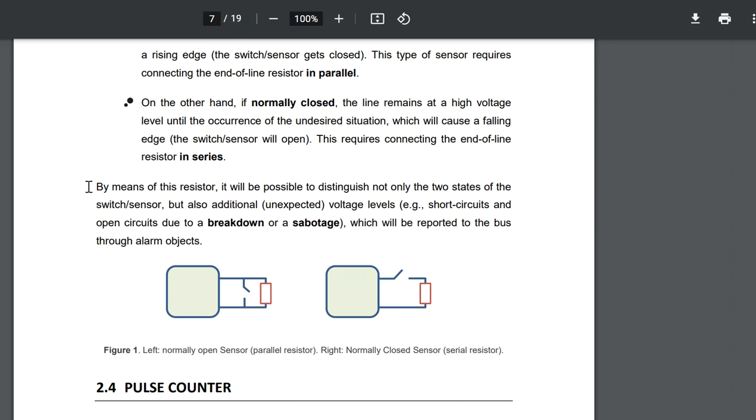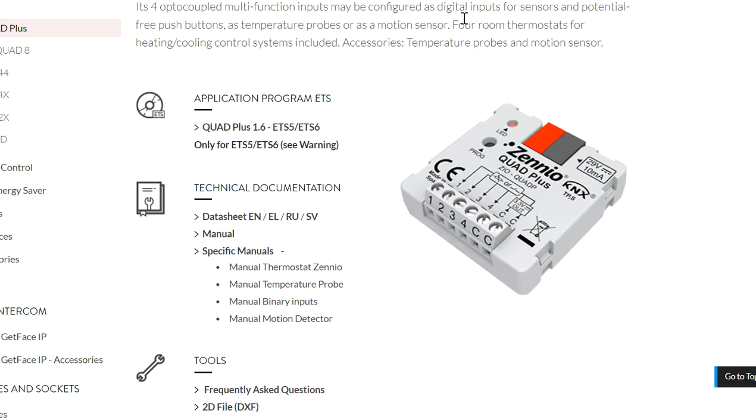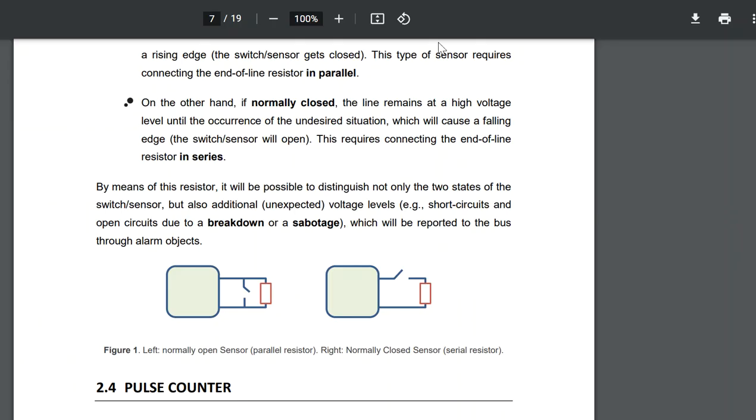through the alarm object. So here, if you use some special binary input, for example, the quad from Zennio, then if somebody wants to penetrate the system, they cannot, because you get a very early alarm. It means somebody cut the wire.